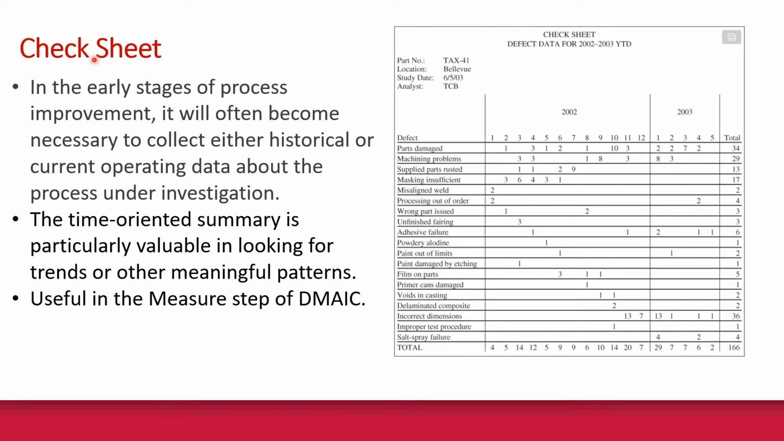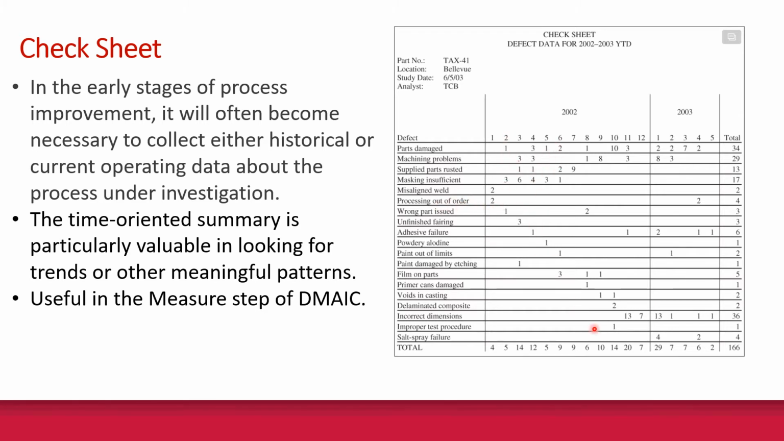Another useful diagnostic tool is what's known as the check sheet. Especially in the early stages of process improvement, it often becomes necessary to collect either historical or current operating data about the process under investigation. So here, basically, this is 1 through 12 months for the years 2002 and 2003. For January here, you list off what possible defects occurred. So in January you had 2 cases of a misaligned weld, and 2 cases where the processing was out of order. For February, same kind of thing.